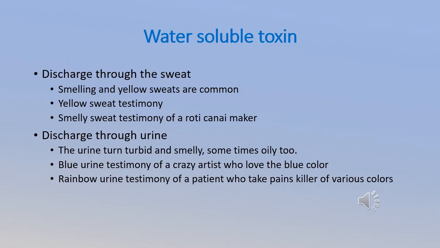So the water soluble toxin is discharged through the sweat and also through the urine. Through the sweat, sometimes the sweat becomes smelly, and sometimes yellowish in color. That is quite common. So I can give you a few testimonies, the yellow sweat testimony.